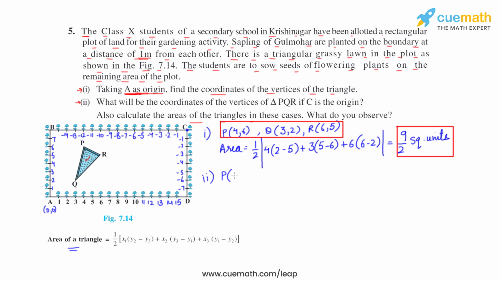Okay, so P will be (minus 12, minus 2), Q will be (minus 13, minus 6), and R will be (minus 10, minus 3). Now these are the coordinates of PQR when C is origin.